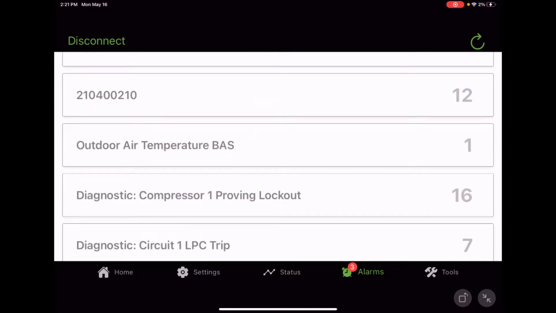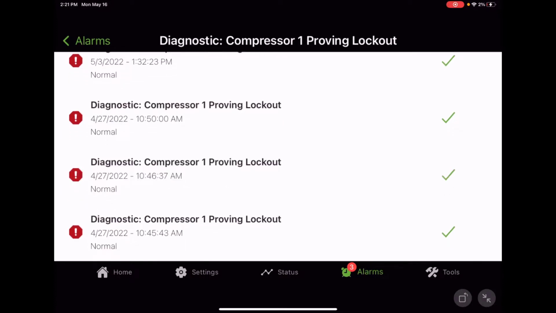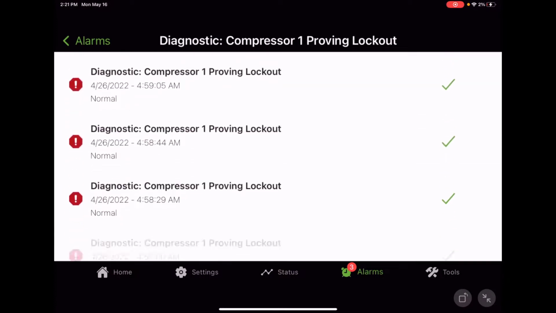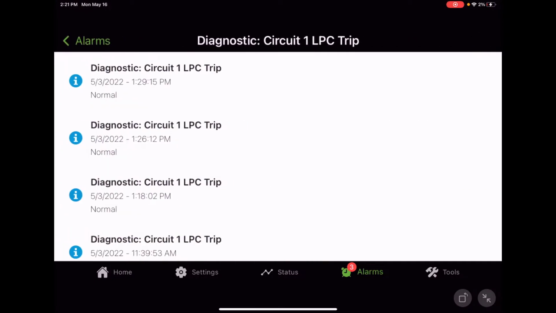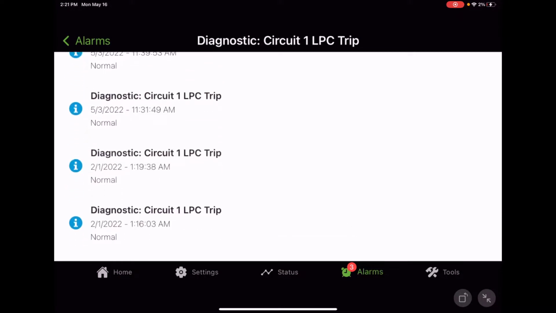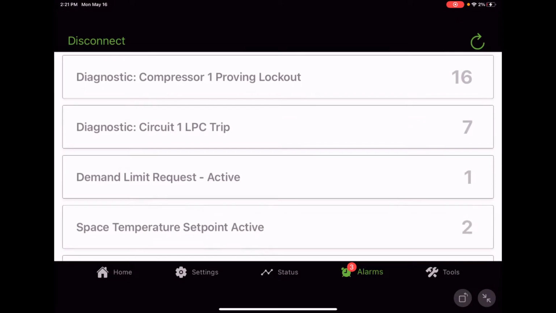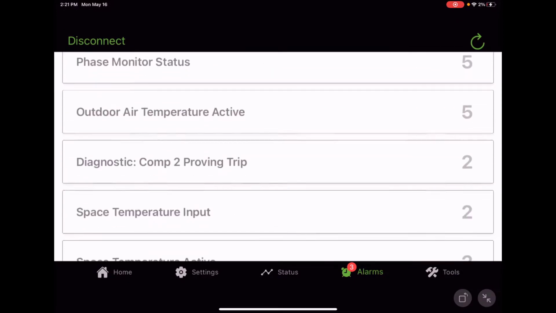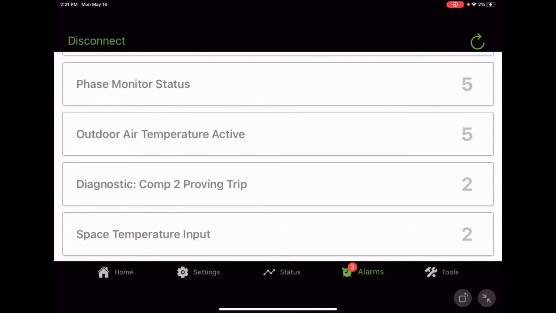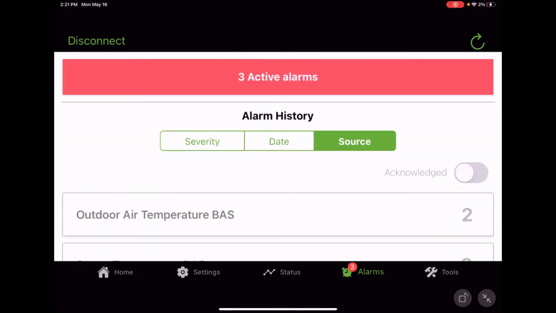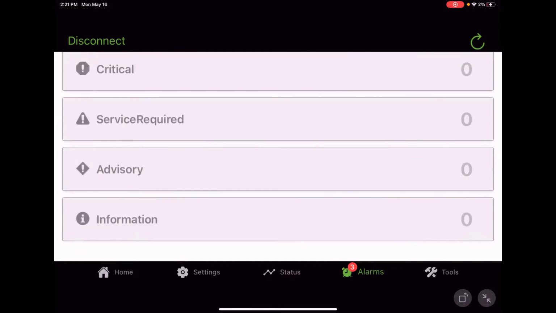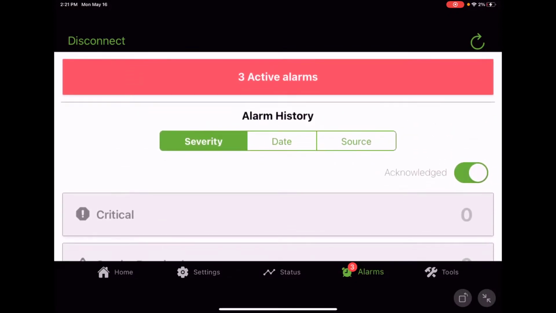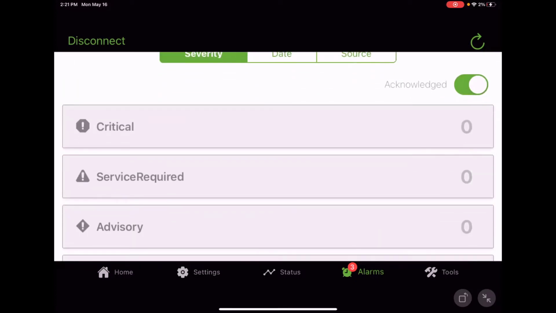If we want to touch in there, here's all of our proving lockouts that occurred. Here's our low pressure controls, trips, going back to normal. Okay. So all kinds of different sources of our diagnostics. So again, in the alarm history, we can filter by severity, date, and source. We can also click this toggle of acknowledged, and any acknowledged alarms would show up there.